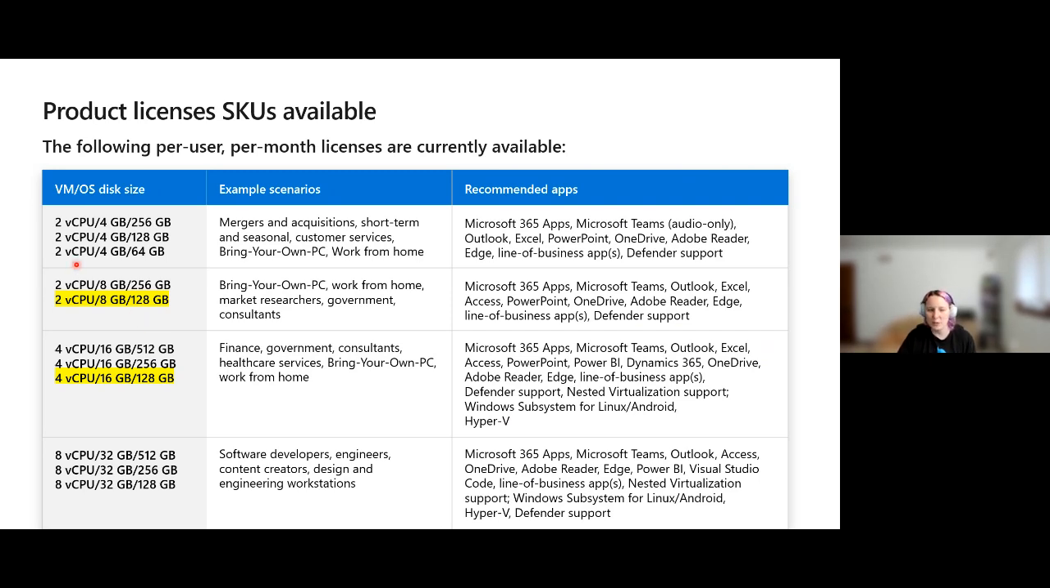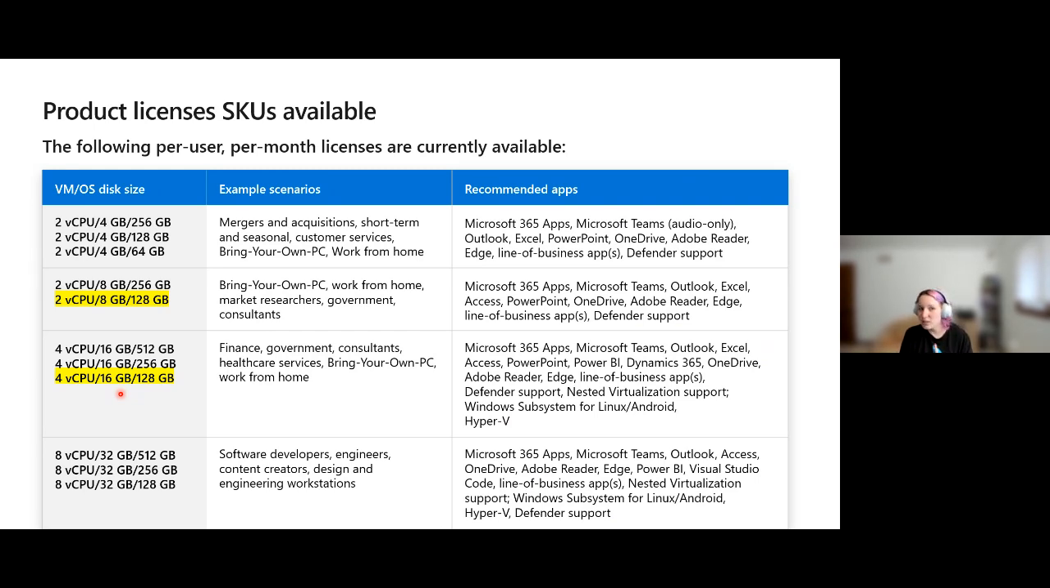If you go into these 2x4s, you're only getting the audio version of Teams. That's not fun for everybody. You want to have that full Teams experience, so you kind of have to be at that 2x8 by 128. And then the 4x16, this is kind of more for our power users that don't need to go crazy with the 8x32, but need a little bit more power to run some applications. So we usually recommend the 4x16 by 128.